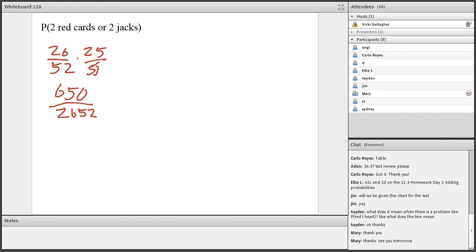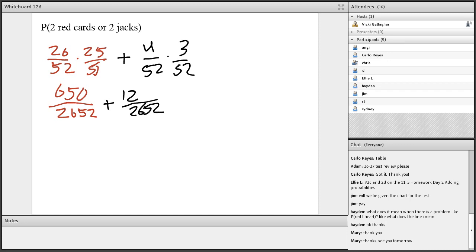All right, and then it says or, and or in this scenario means and. What if we pull 2 jacks? So we need to know that there are 4 jacks in a deck of cards because there's one of each suit. So I have 4 jacks out of the 52 cards. And then if I take one out, now I will only have 3 jacks out of the 52 cards. And so there's my second probability, which is 12 out of the 2652.